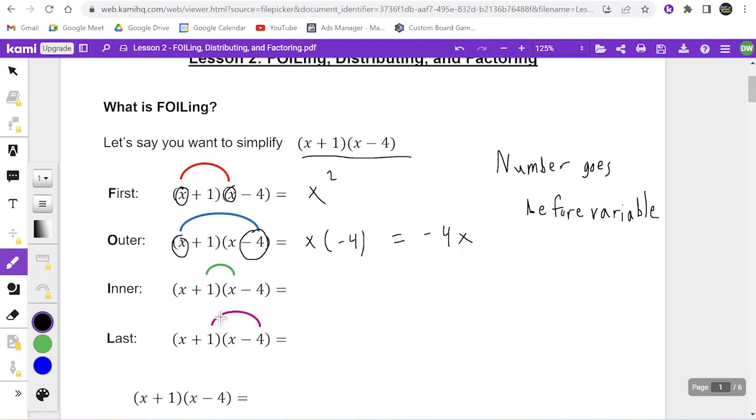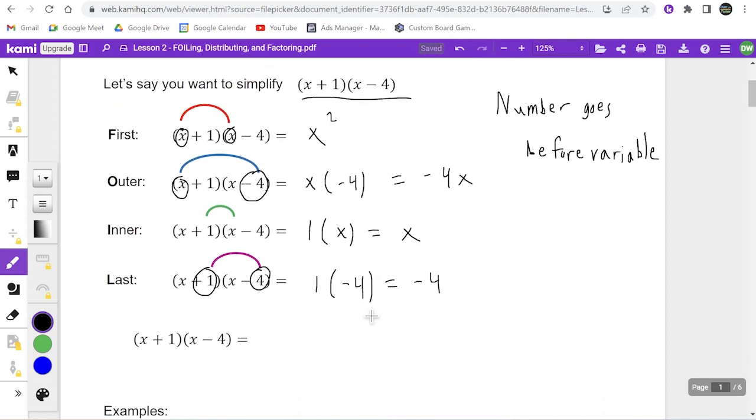Now for the inner, we have 1 times x. Well, that's just going to be x. You don't even need the 1 because it's optional. So that would be right for the inner. And then for the last, we have the positive 1 times the minus 4. And so positive 1 times negative 4 is going to be negative 4.